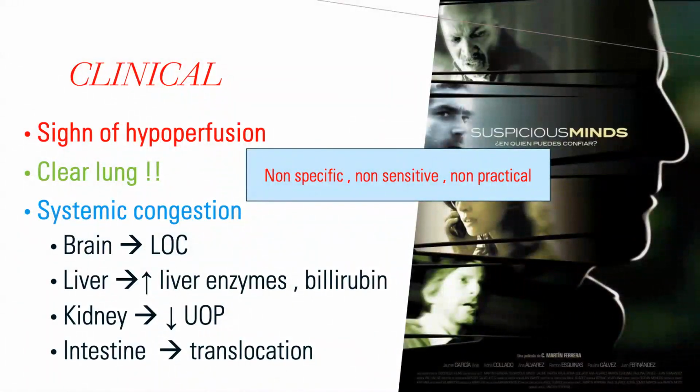Systemic congestion means, first of all, signs of hypoperfusion like what? The patient is cold, mottled, with increased lactate level, decreased urine output, and clear lungs because it is not secondary to LV. And systemic congestion to the brain leads to decreased conscious level, congestion of the liver leads to increased liver enzymes and increased bilirubin, congestion of the kidney leads to decreased urine output, and the intestine leads to bacterial translocation.